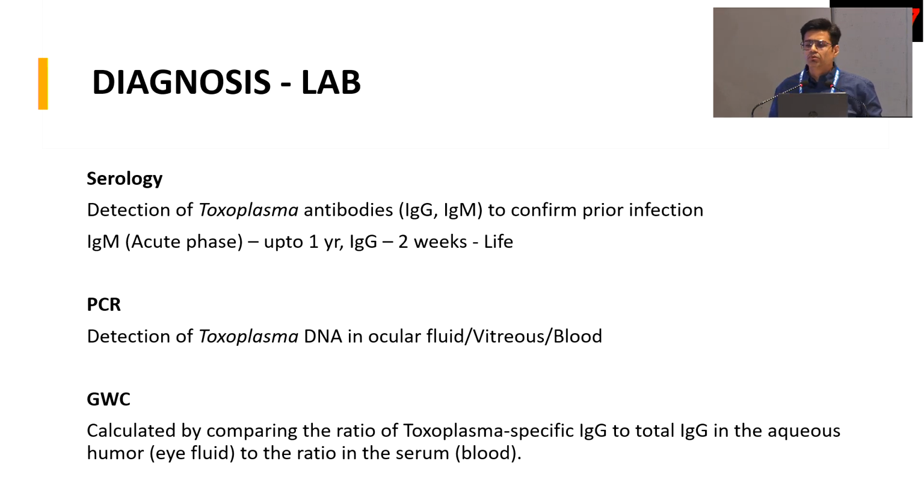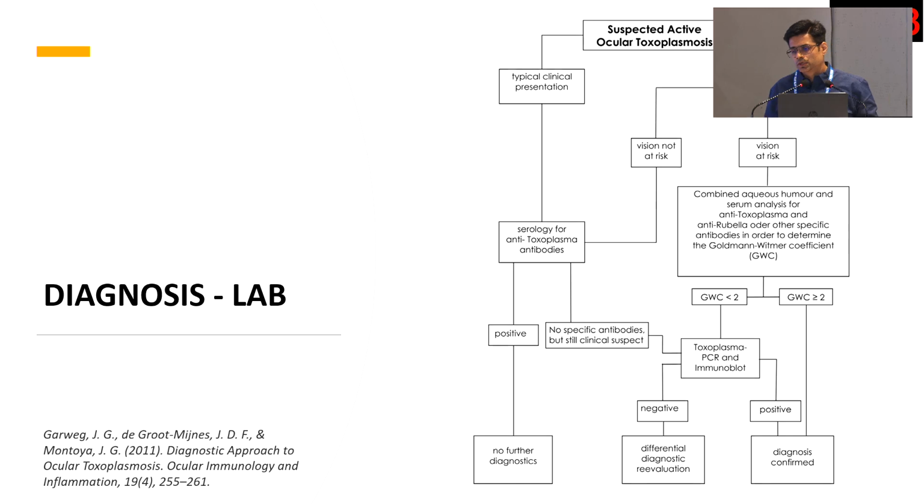So what you need to do to confirm a typical form is detection of Toxoplasma antibodies, IgG and IgM. You can support it with PCR in cases where you are not totally sure that it is that. And also you can do the Goldmann-Witmer coefficient, in which you compare the IgG levels in the serum to the IgG levels in ocular fluids.